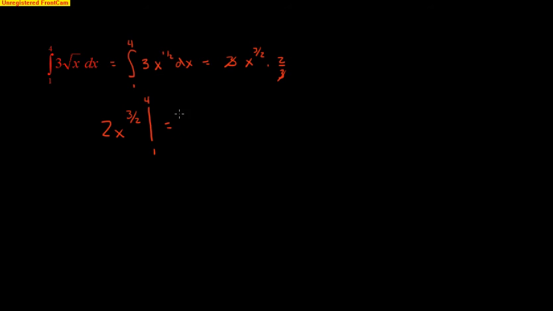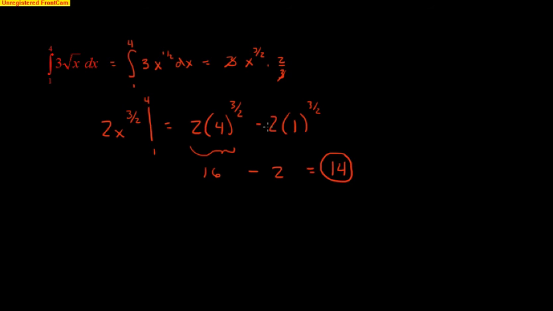So again, it's top minus bottom. So I got 2 times 4 to the 3/2 minus 2 times 1 to the 3/2. When we go through this, you'll see this will actually wind up being 16 minus 2, and we will get an area of 14 for the area under this part of the curve. All right, let's try one that has trig, because the same thing can be done.